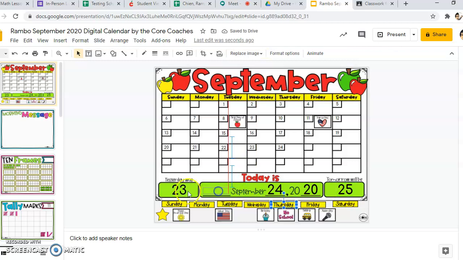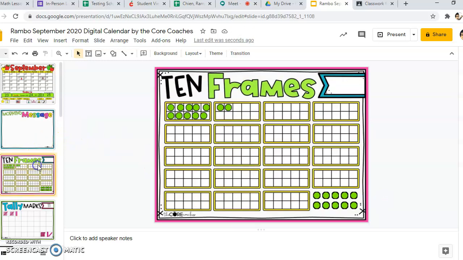So today is Thursday, September 24, 2020. Let's go to our 10 frames. Now we have one group of 10, and we can count up from there. So let's add another counter.